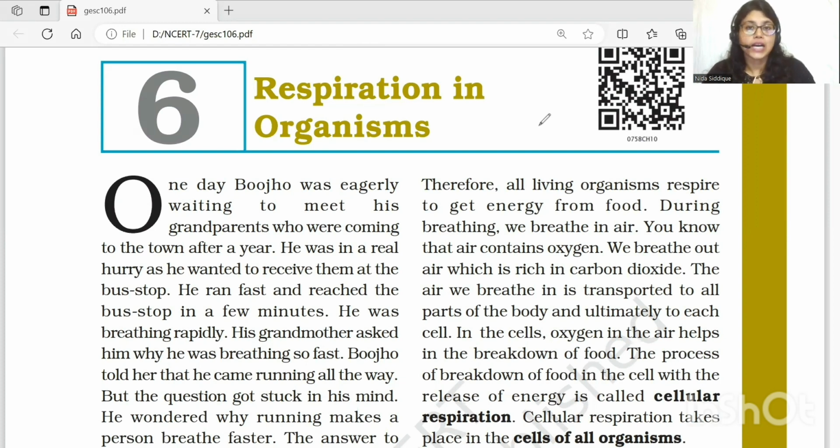So today we are going to start with chapter 6, that is respiration in organisms. So इस chapter में हम समझेंगे कि respiration किसे कहते हैं, what is the meaning of respiration, and we will also learn about the different parts involved in breathing, as well as the different parts responsible for respiration. So we are going to learn about respiratory system or the respiratory organ of our body. And lastly, we will also understand how the different living organisms are able to respire.